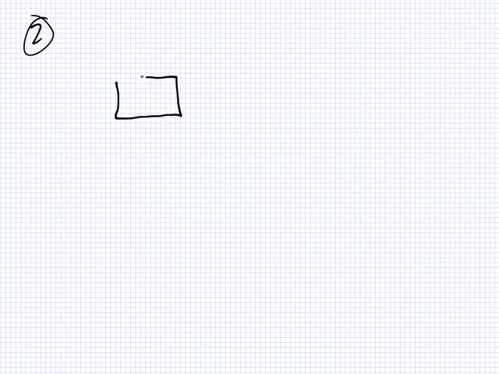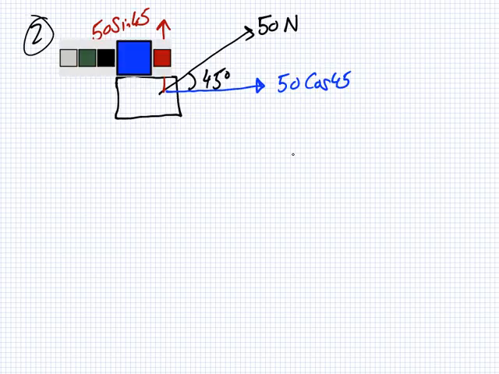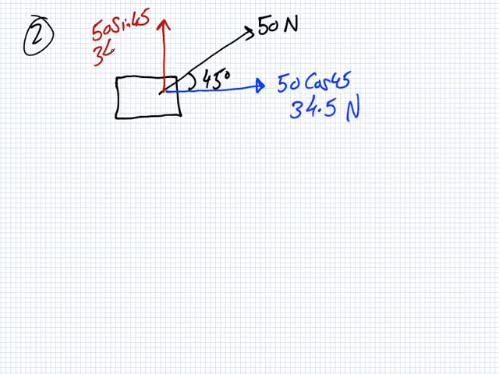A man is dragging a sack of potatoes by means of a rope. The rope is at an angle of 45 degrees to the horizontal, and the tension in the rope is 50 newtons. Resolve this force vector into a horizontal and vertical part. Okay, so this one here will be 50 cos 45, and then this one here will be the same, because it's 45, which is 35.36, so we'll say 35.4. So this is 35.4 newtons, and this one is 35 point.